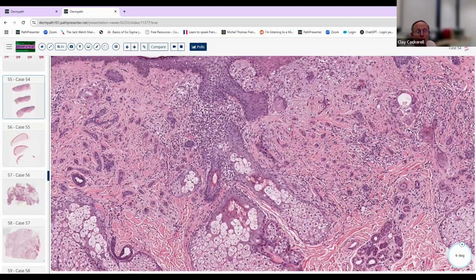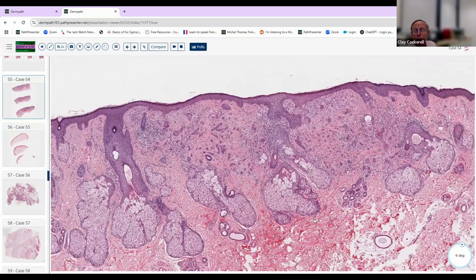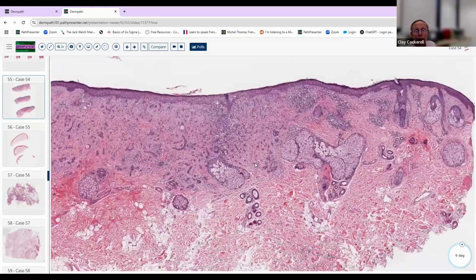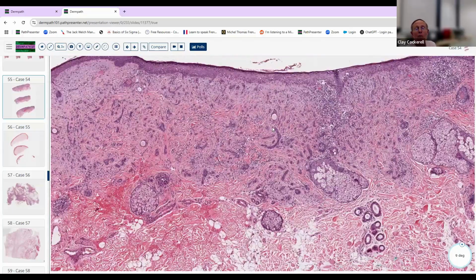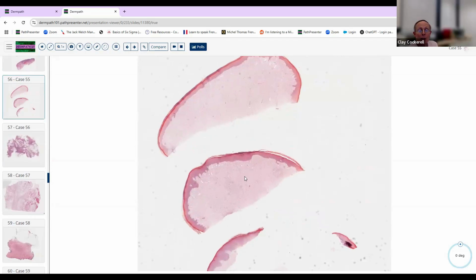Those usually involve nerves. So if you see neurotropism, it's more likely to be a MAC than a morpheaform basal cell carcinoma. So just recognize this is one of the examples of these sclerosing epithelial neoplasms, less likely to be desmoplastic trichoepithelioma and more likely to be either morpheaform basal or a MAC.